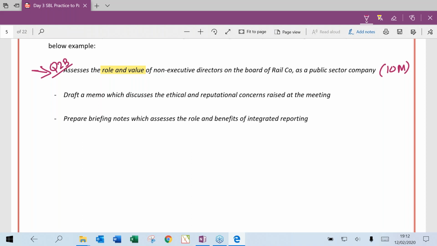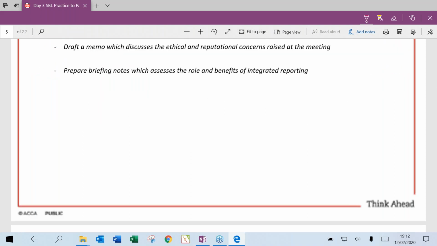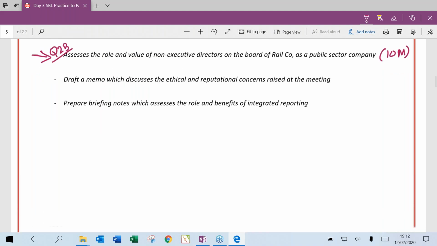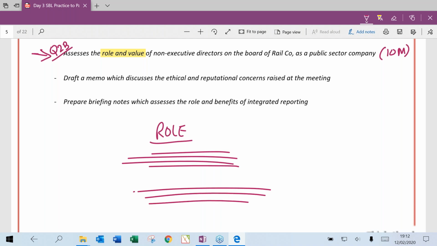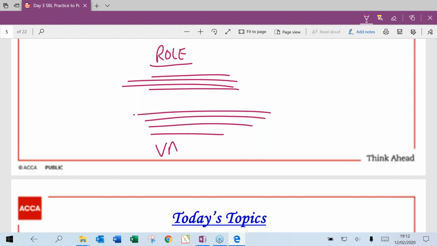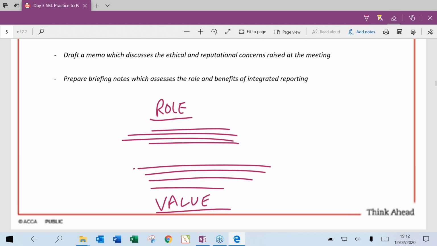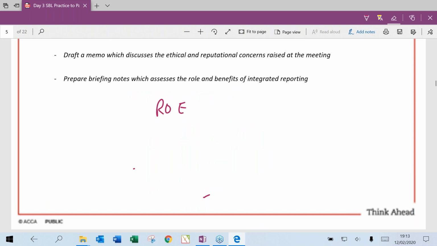But the way you will draft your answer is, you will first give a heading, role, and then you will write a couple of paragraphs on role, and then after that you will give the heading value, and then you will write a couple of paragraphs on value. Okay, that's how you will visually demonstrate to the examiner that you are specifically addressing both things.